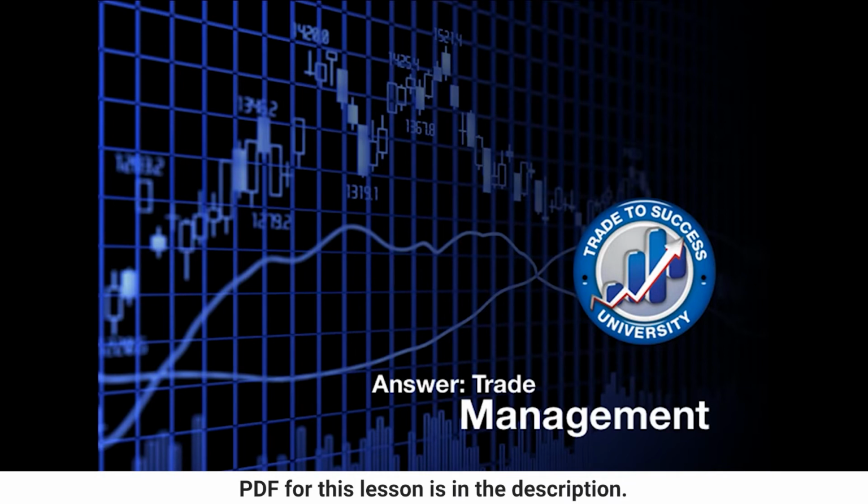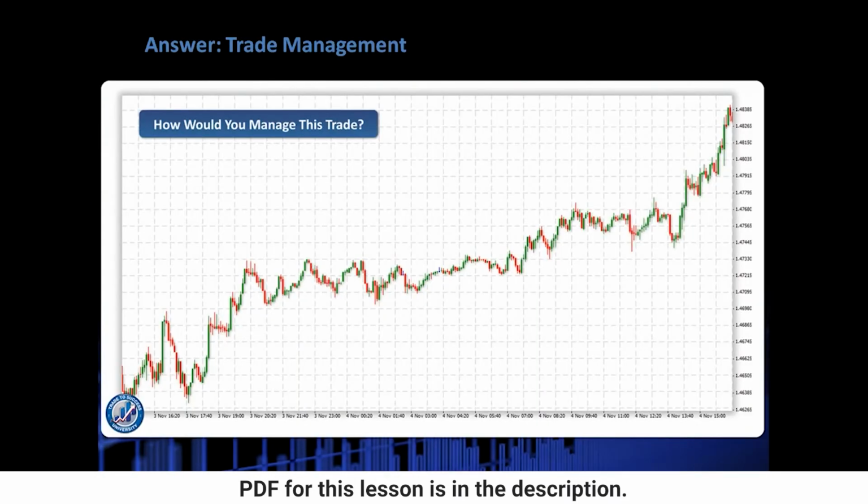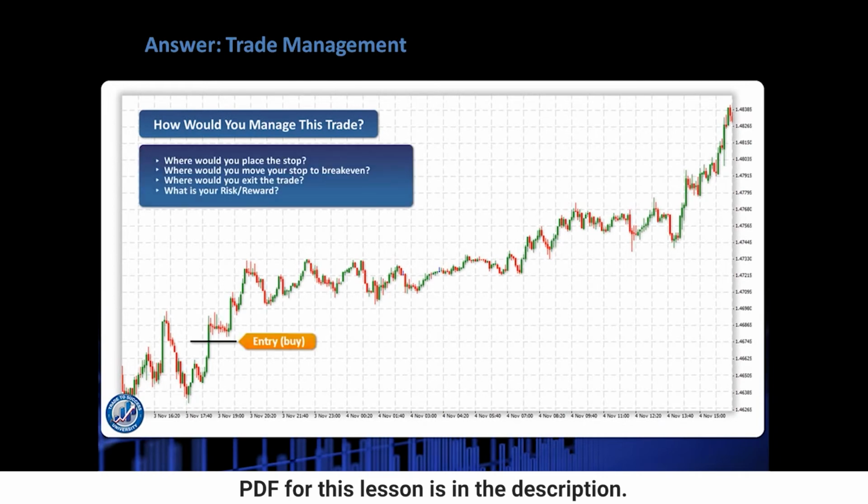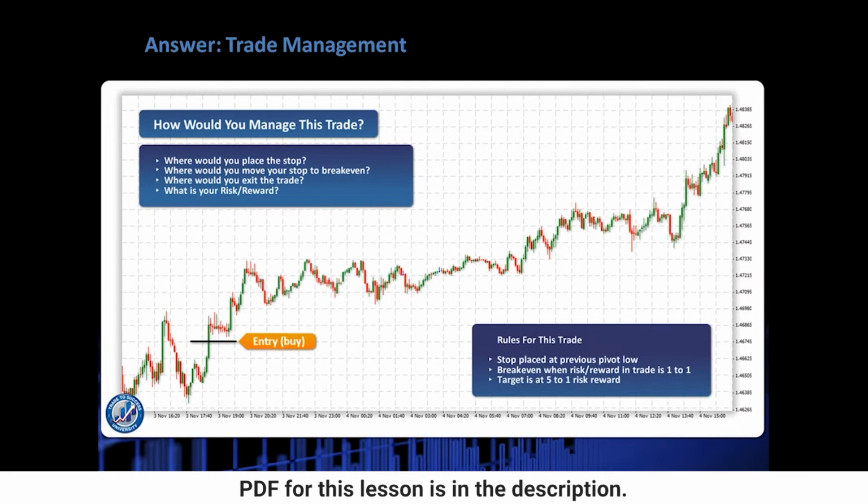Okay, so let's talk through the trade management of the chart on the previous page. So how would you manage this trade? We've got the entry as indicated, and the rules for this trade is that the stop is placed at the previous pivot low. The break even is when the risk reward is 1-to-1, and the target is a 5-to-1 risk reward.